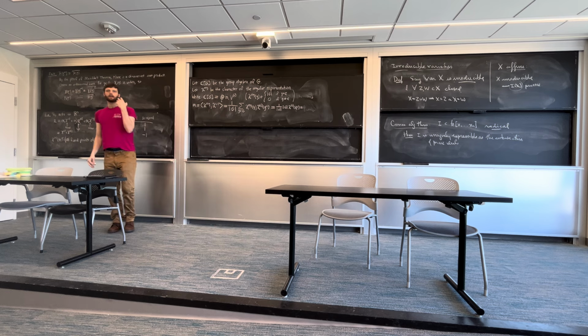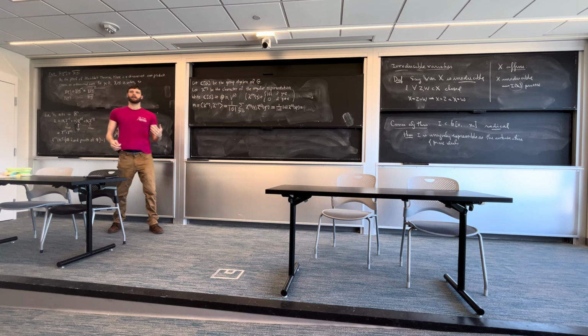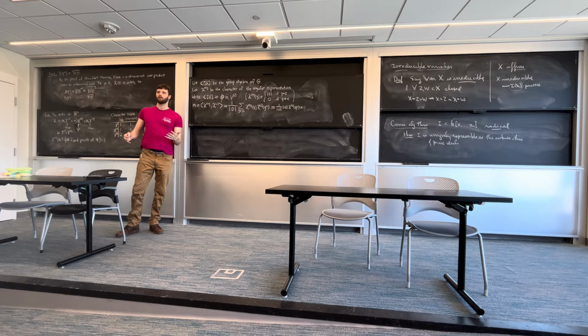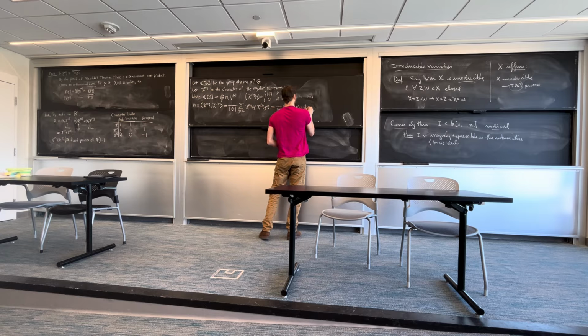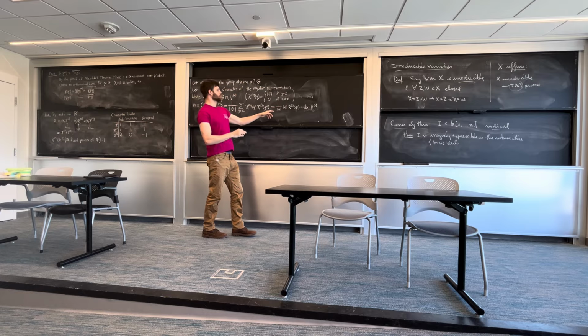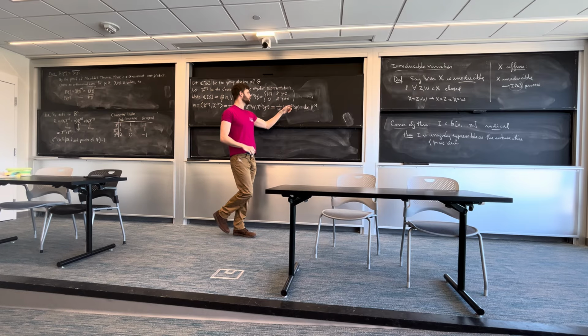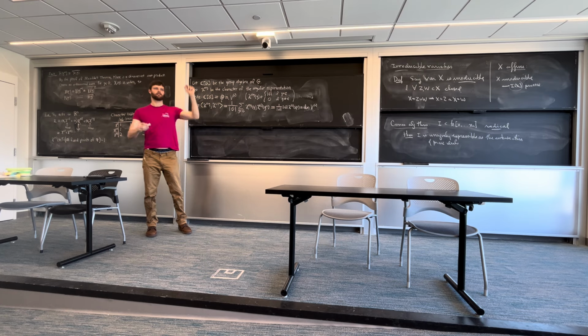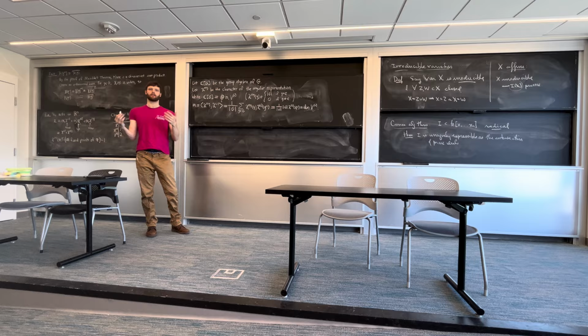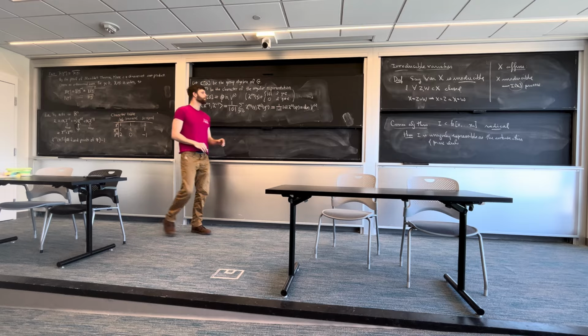But we said that when you take a character and you evaluate it on the identity element, you just get the dimension of that representation. Right, so this is just going to be the dimension of V_i. And again, that's just because when you take the representation applied to the identity, you just get the identity matrix of that size, the dimension, and then the trace of the identity matrix is just the dimension.